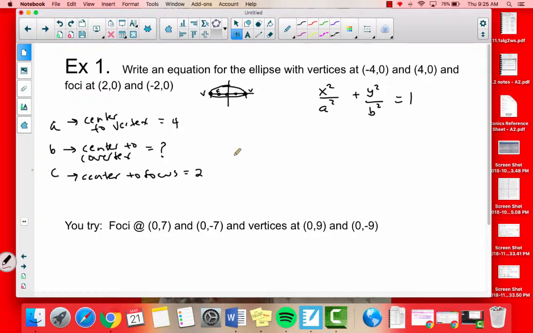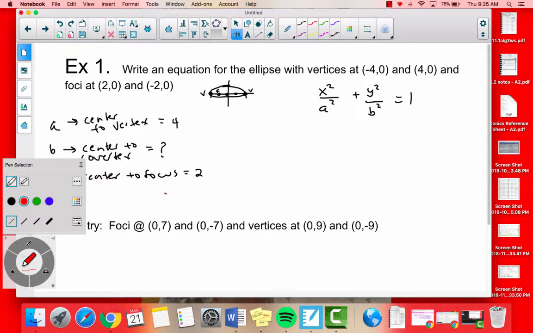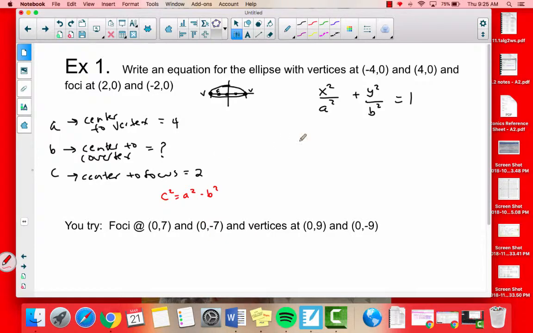We don't know what b is, but notice in our equation all we need is a squared and b squared. This is where that formula from the last slide is going to be extremely important. So I'm going to go ahead and plug into my formula, c squared equals a squared minus b squared, and plug in what I know and then solve for b squared. So I know that c is 2, so I'm going to get 2 squared equals 4 squared minus b squared. If I start to solve, I get that -12 is equal to -b squared, so I did a few steps here. And then I divide both sides by -1, and then I get b squared is equal to 12.